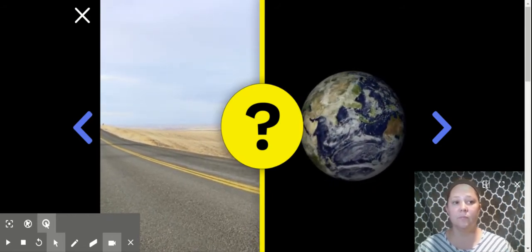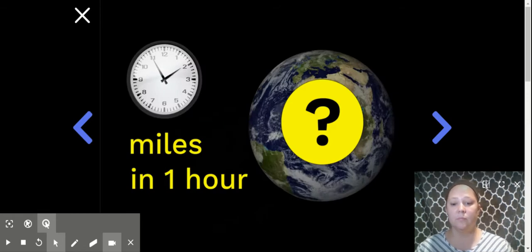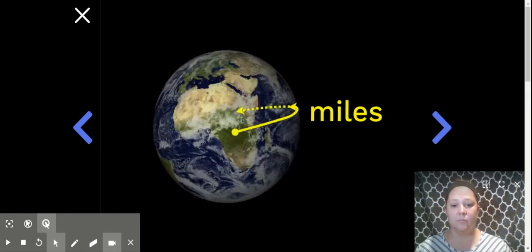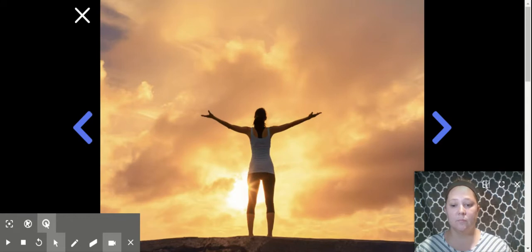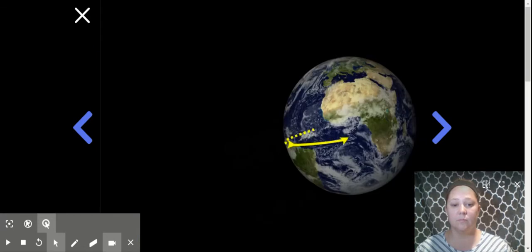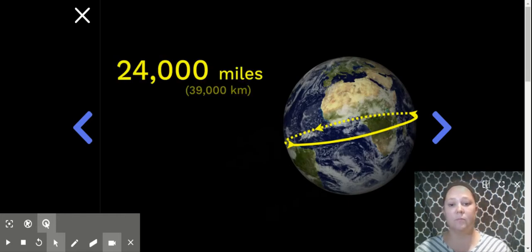Well, to do that, we'd have to figure out how many miles the Earth turns per hour. There are 24 hours in a day, but how many miles are there in one spin? Put that question another way: how many miles around is the Earth? The Earth is huge. Measuring it is not easy, but scientists have been able to figure out exactly how large it is. We know that the circumference of the Earth, that's the distance all the way around the equator of the Earth, is about 24,000 miles.